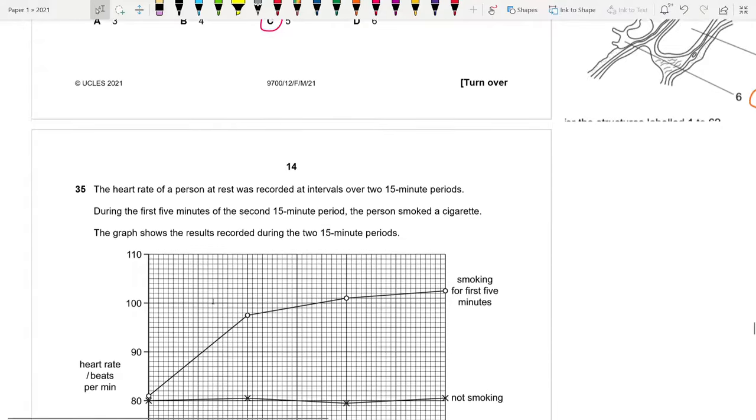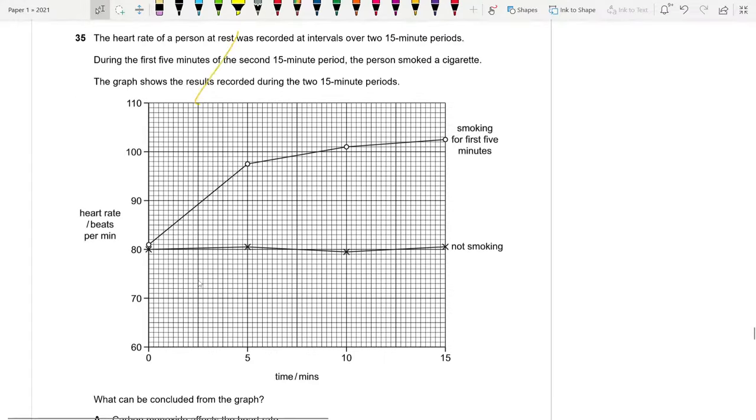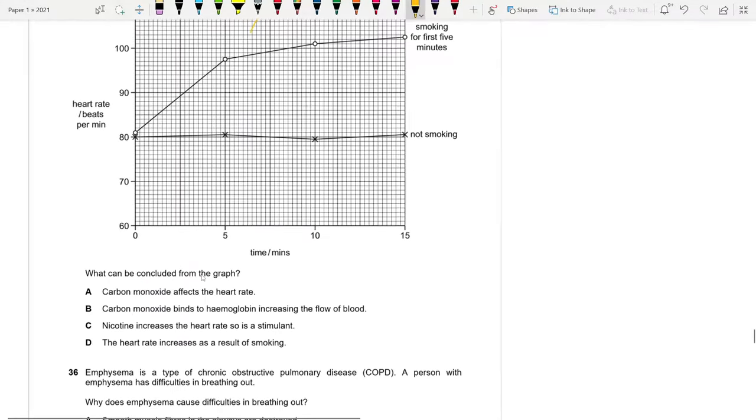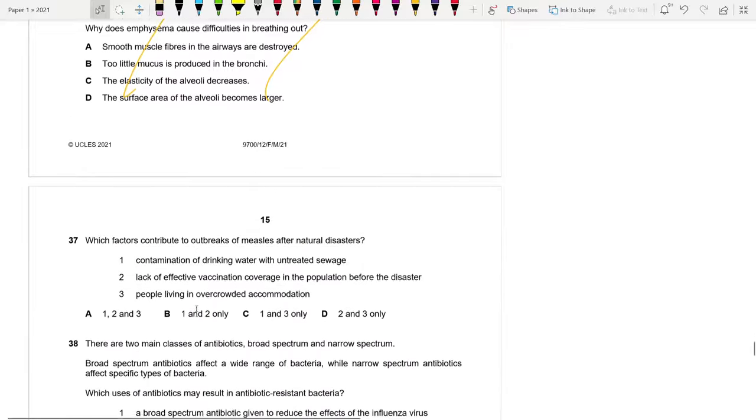35. Almost at the end. The heart rate of a person at rest was recorded at intervals of 2 15-minute periods. During the first 5 minutes of the second 15-minute period, the person smoked a cigarette. So we don't have questions on cigarettes anymore, okay? So you can skip 35, and 36 can also be skipped because we do not have COPD anymore, okay?